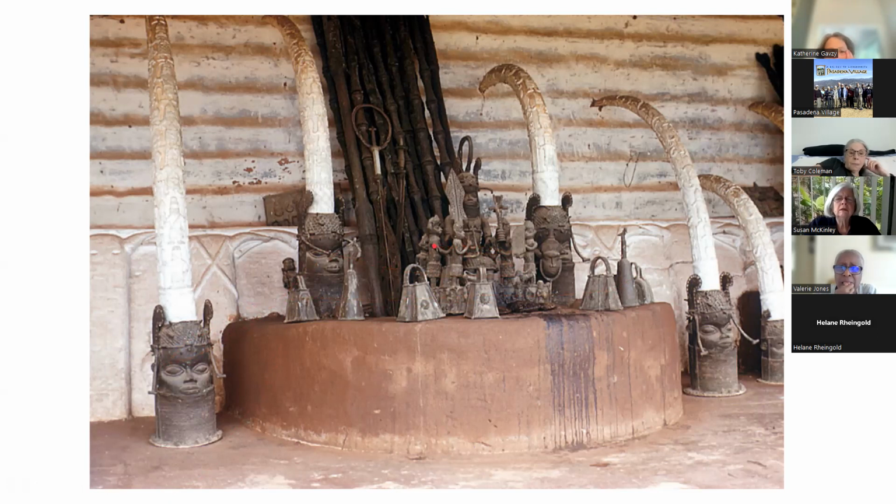Who might be in the center? King or Oba. And he's holding a ceremonial staff. What else do we see? Ivory. Oh, we see tusks. Yes. We see these huge tusks that are all carved. We're going to talk about that in a moment. Let's go back to the altar.